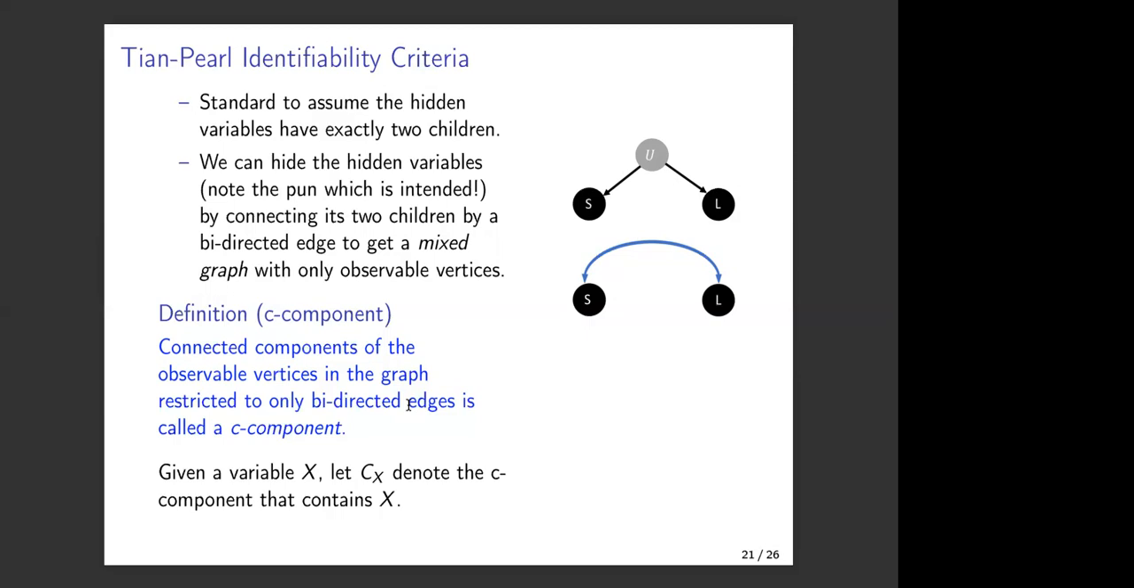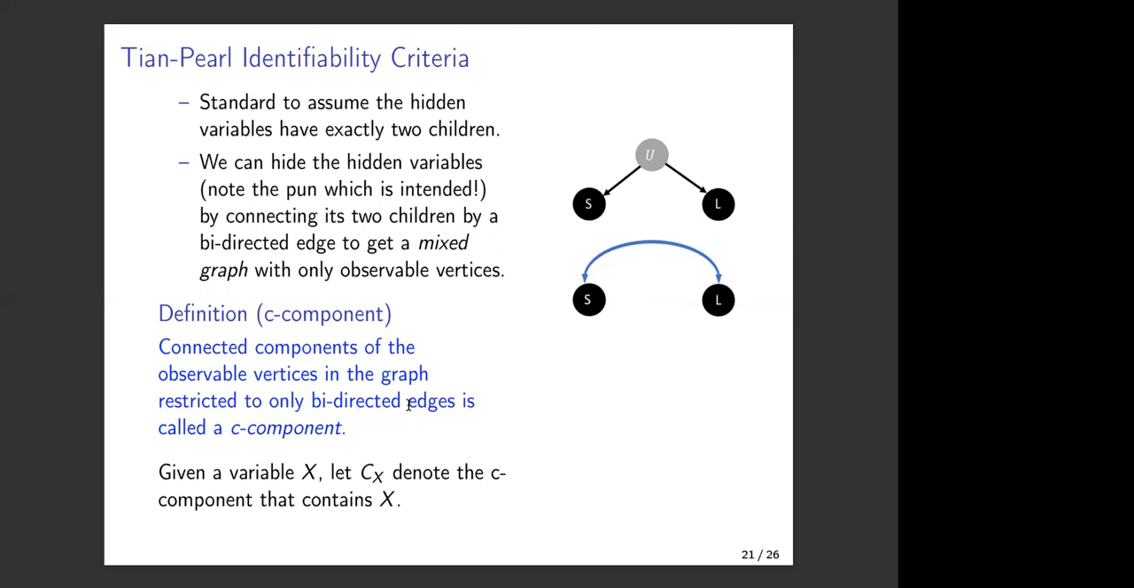Initially, with u, we started with a DAG. Now you take away all the hidden variables and just put a bidirected edge between them. So you actually get a mixed graph: some of the edges are directed, some of the edges are bidirected. Once we have a set of bidirected edges, you can look at the graph and its connected components. A C-component is a connected component of observable vertices in the graph when you restrict to only bidirected edges.